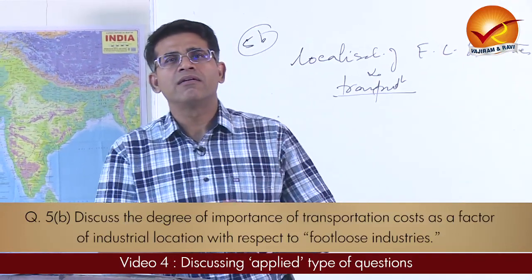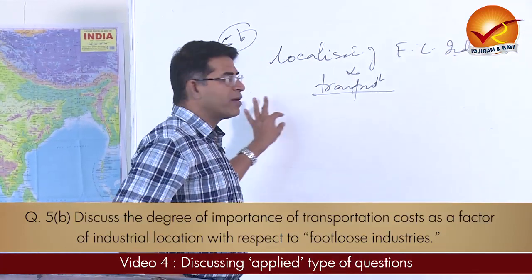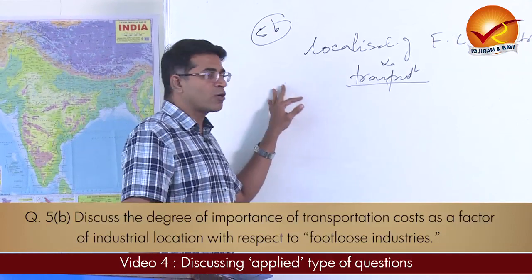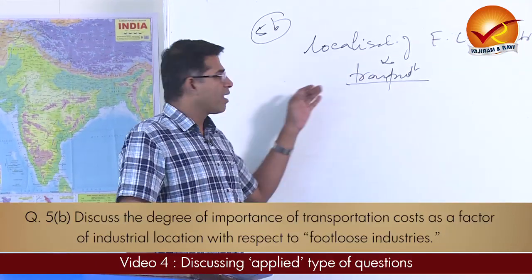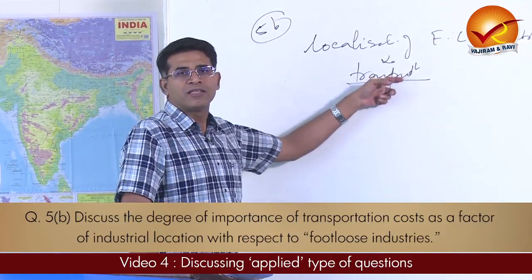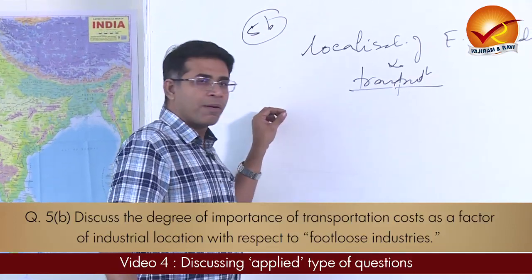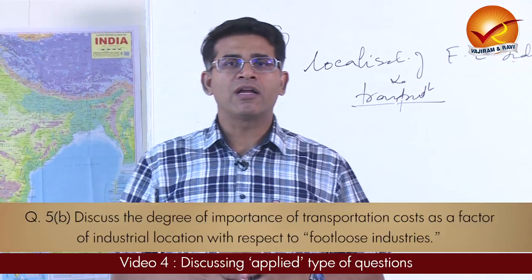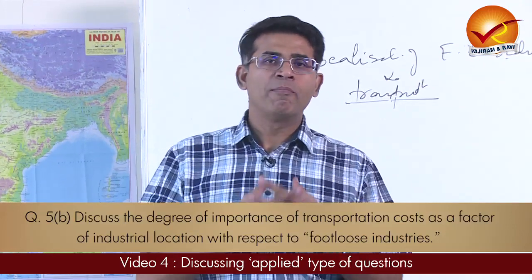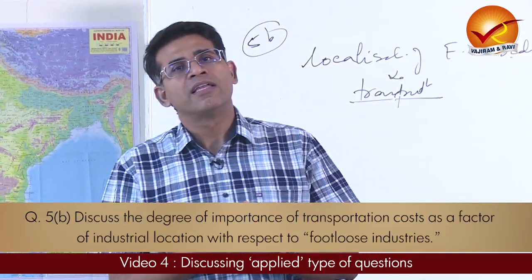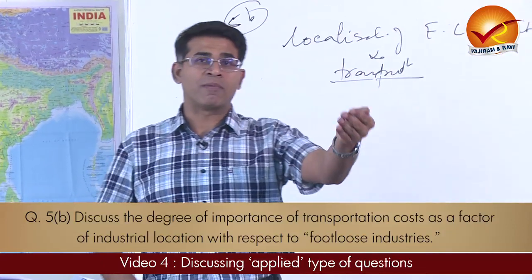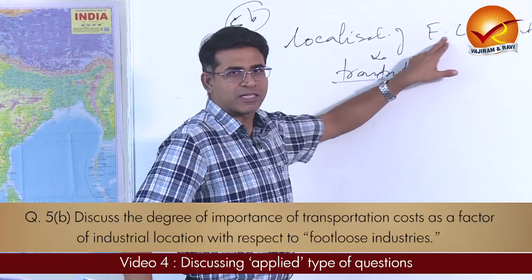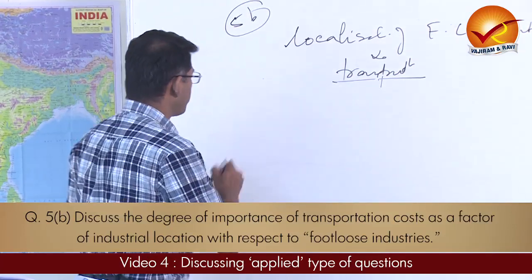Start the answer with Weber's assertion that transport costs play an important role, and the whole idea of the location triangle. But then Weber's model applies to industries which are raw material based, and the raw materials are fixed. They have to be processed and then sold in the market. But the moment I talk about footloose industries, that could be your second paragraph.